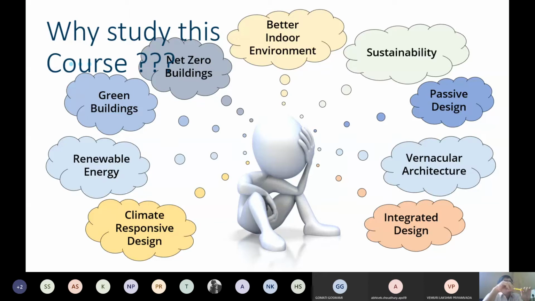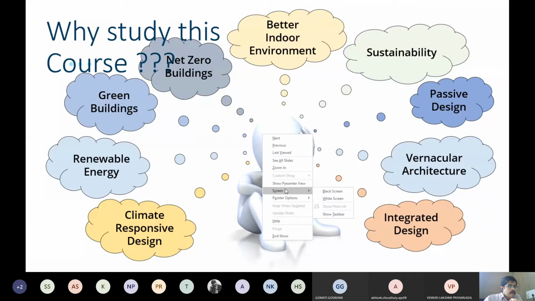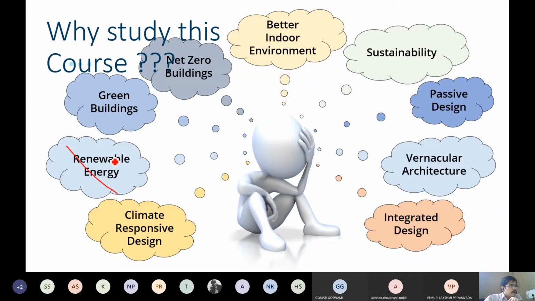But when you talk about climate responsive design, we generally don't focus on renewable energy. We generally don't focus on green buildings, net zero buildings. No, we partially focus on sustainability, better indoor environment.